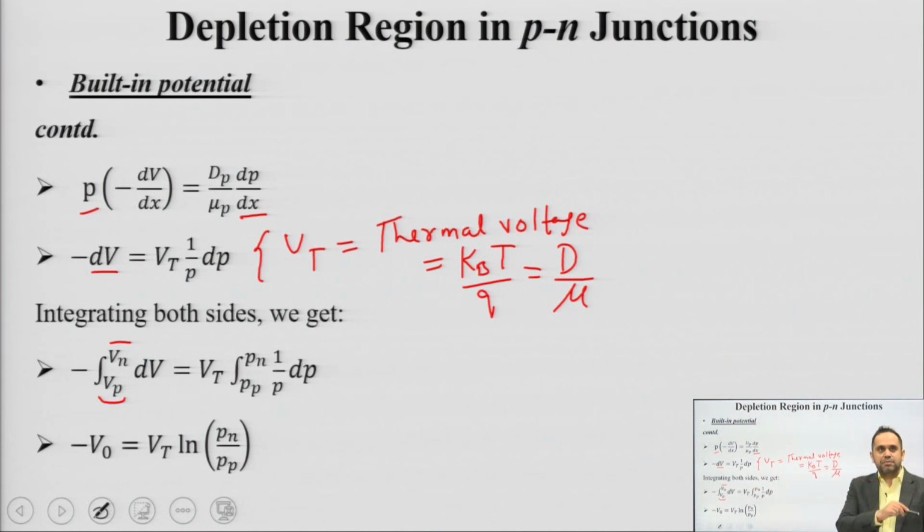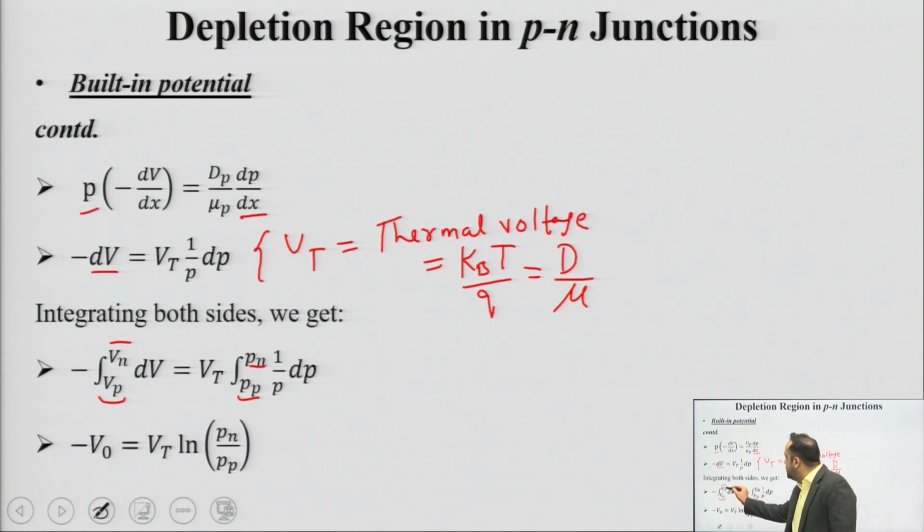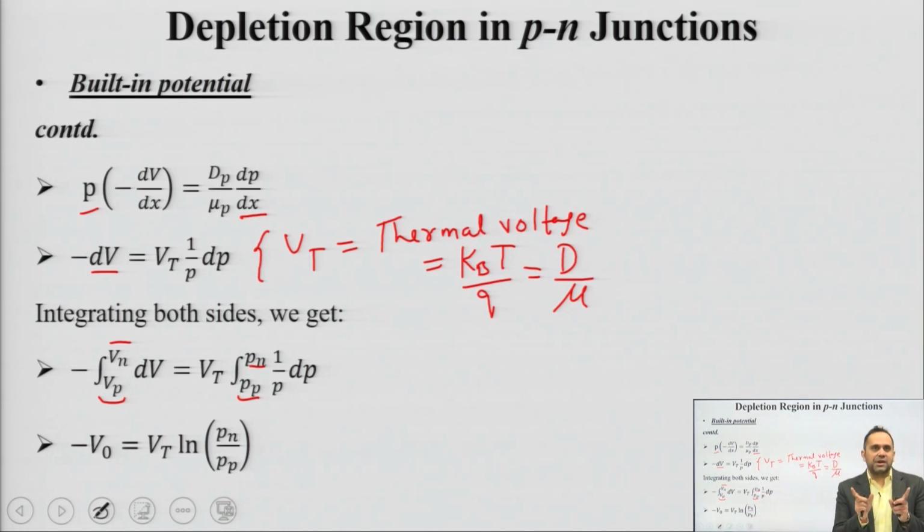And when I am moving from P to N side, how is the concentration varying? In the P side, holes are in majority. So, I say hole concentration in the P side. When I reach the N side, again holes become minority charge carriers. So, I have hole concentration on the N side. So, I write it as p subscript n. This is hole concentration on the N side. Then I integrate, integration of 1 by p gives you natural log of p. And Vn minus Vp is nothing but your total built-in potential.